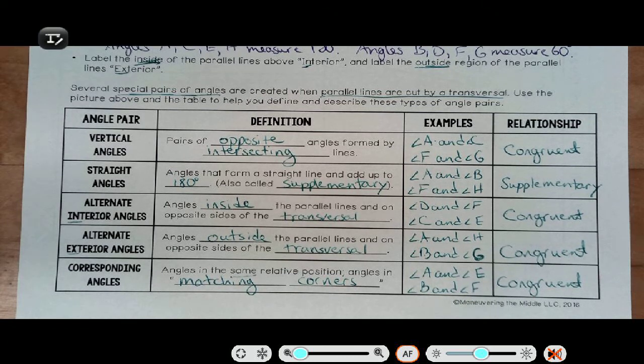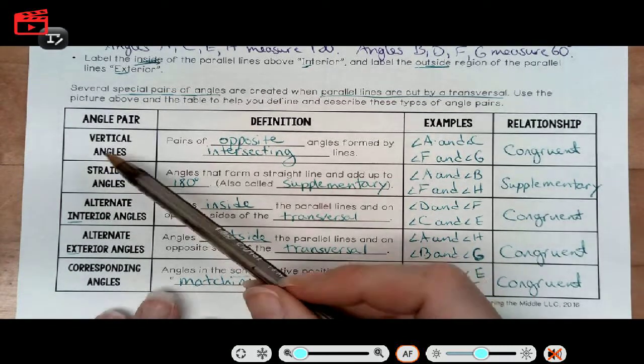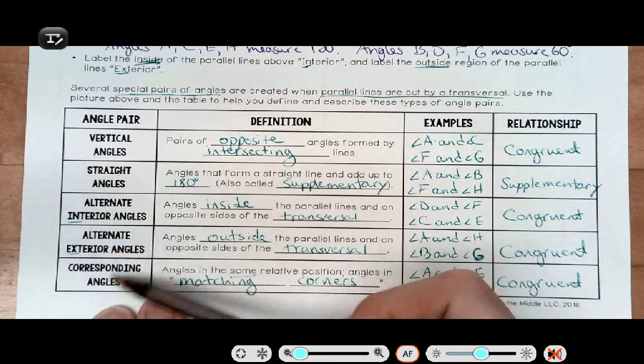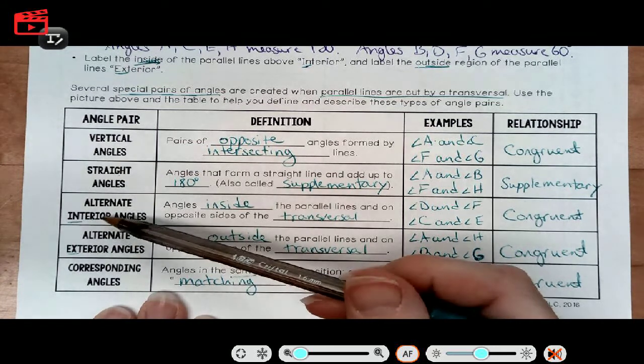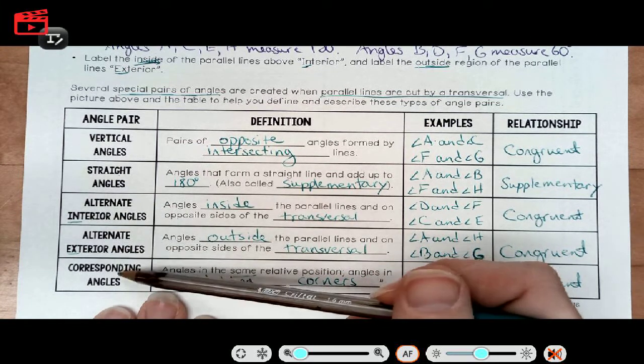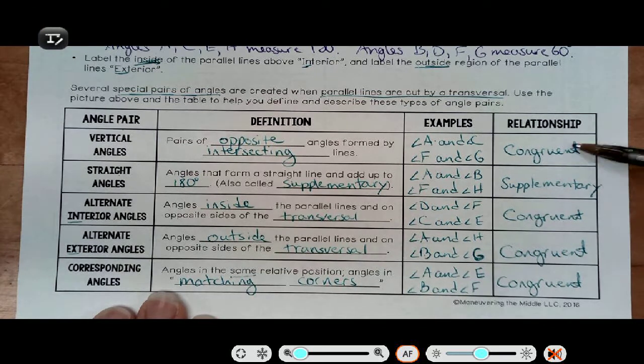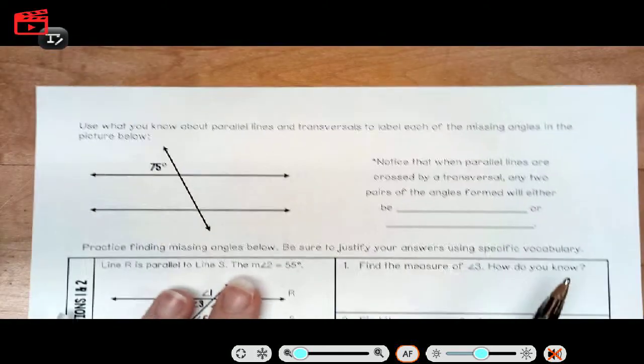Looking at these notes that we finished up in the last video, you're going to see we have 5 different angle pairs that we're working on: vertical, straight, alternate interior, alternate exterior, and corresponding. And what you're going to see is that they're all congruent except straight angles. They're supplementary. And the reason I point that out is because we're going to label this picture here, okay?